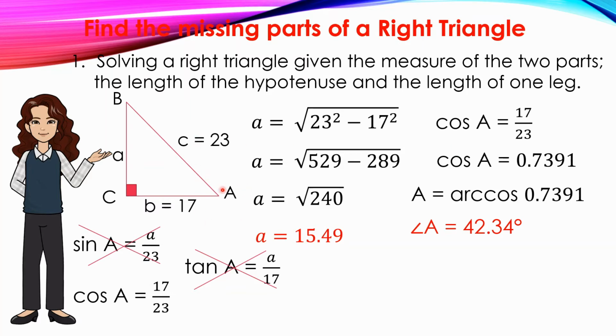So how about angle B? We simply subtract from 90. So 90 degrees minus 42.34 degrees is equal to 47.66. So that is the measure of angle B. We now have the measure of angle A and the side A. So those are the missing parts of a right triangle in number 1.